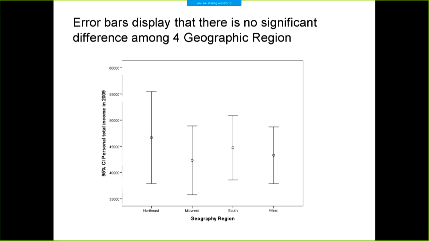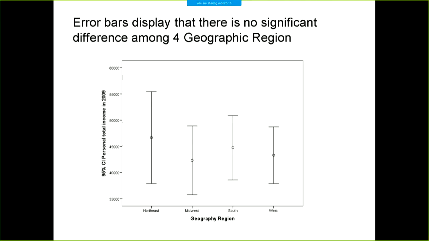Okay, so this is the confidence interval for those 4 groups. Since there is overlap of those 4 confidence intervals, right? So it shows there's no significant difference among those 4 groups in terms of the average of the personal total incomes.